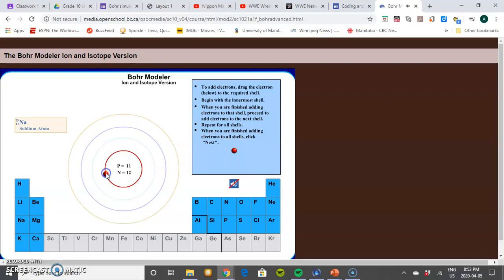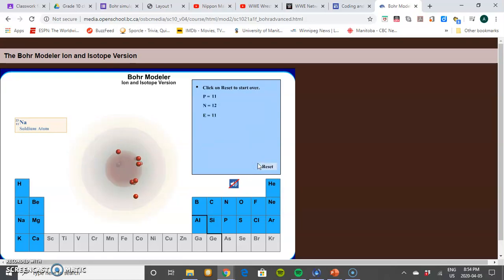When we make the diagram, we're going to put 2 electrons in the first shell, 8 electrons in the second shell, and then 1 electron in the third shell. And that's the Bohr diagram for sodium.